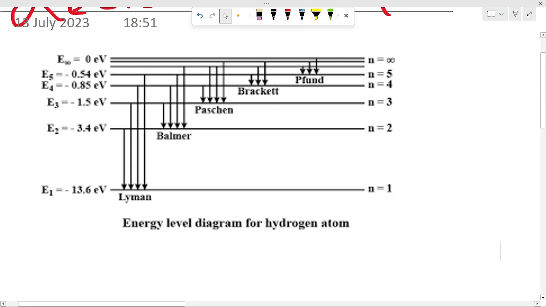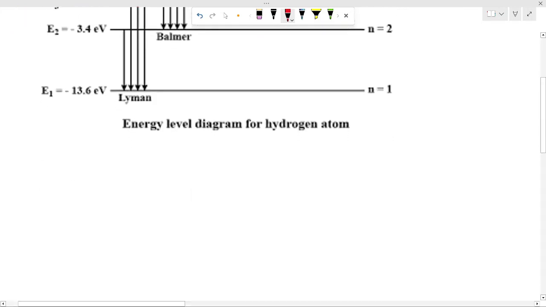I have attached here one image from Google. You can see this one is the energy level diagram of the hydrogen atom. So let's discuss it.